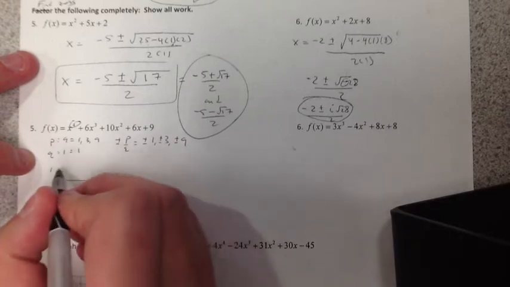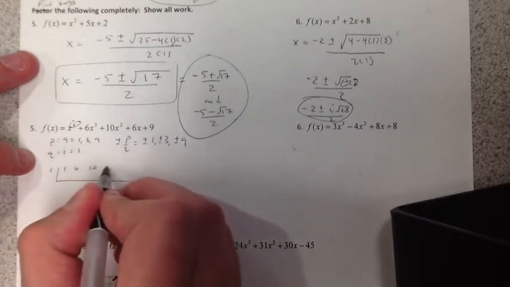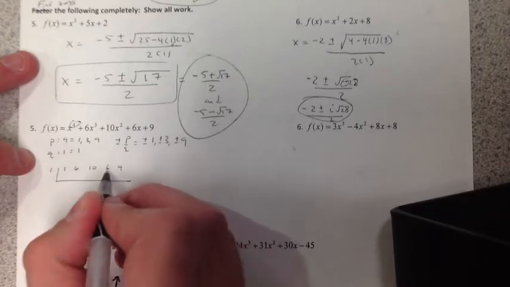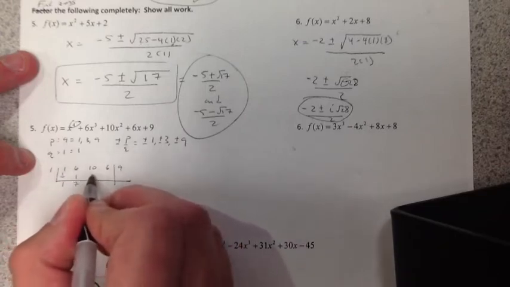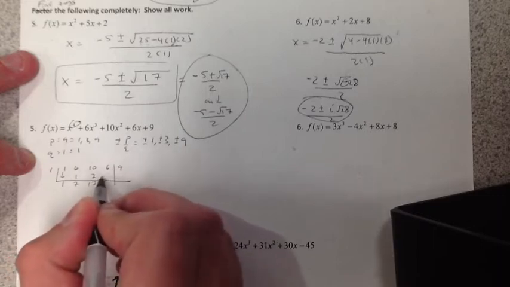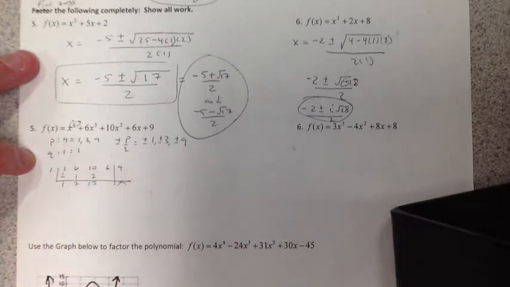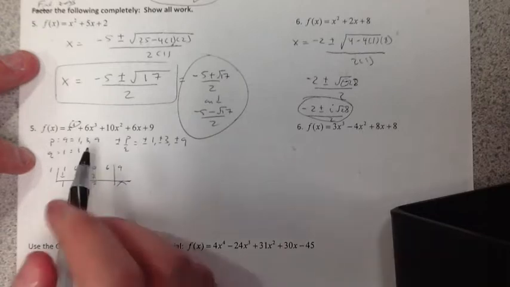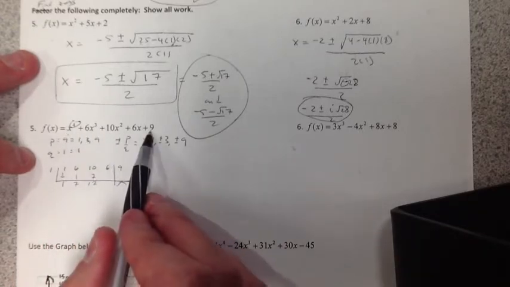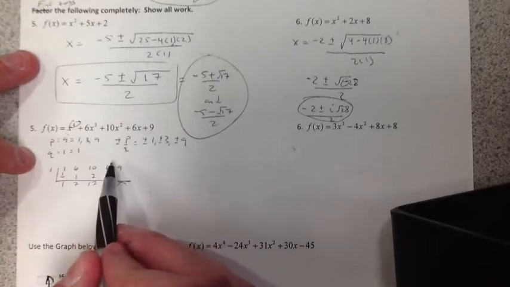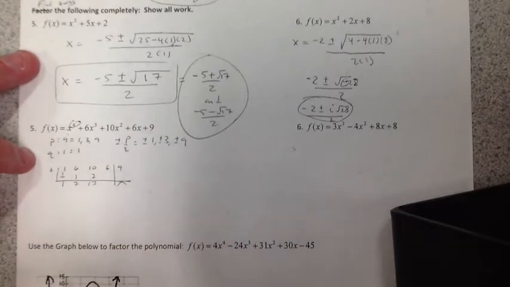I'll try 1 first. 1, 6, 10, 6, 9. Bring down the 1. This becomes 7, 7. Now, if you notice right here, it's just getting bigger and bigger and bigger. Chances are that's not going to work. A hint for you is if you remember the P&I charts, there are no sign changes. That means there are no positive roots. So I didn't even need to check 1.